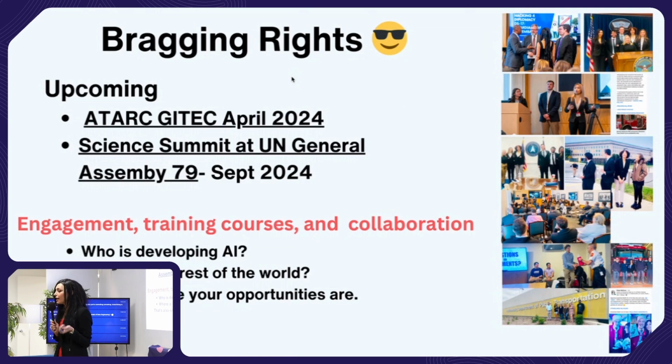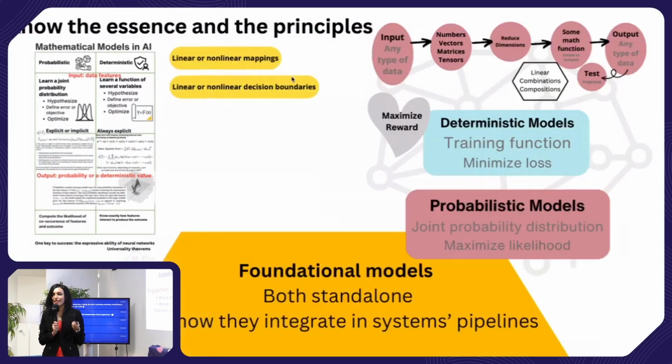Everybody wants AI. AI does have potential, but you have to make the connections and see what exactly their use cases are. So my second level is the foundational models. So these are, as I said, standalone and how they integrate into systems pipelines. In what I did in this book and what I always preach is that all these models, like you were telling me this morning, seem different, but in general, they're doing two simple things. They're either deterministic models or probabilistic models.